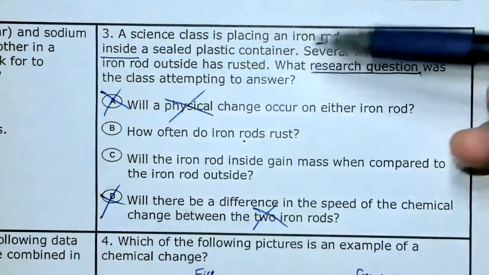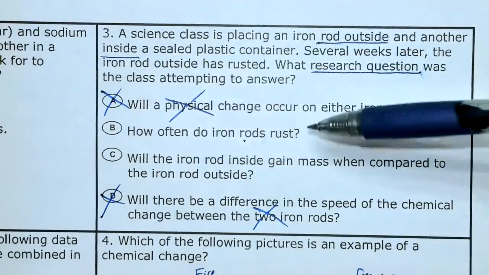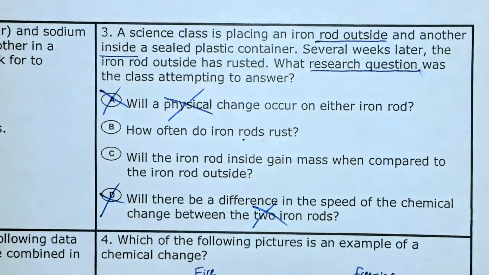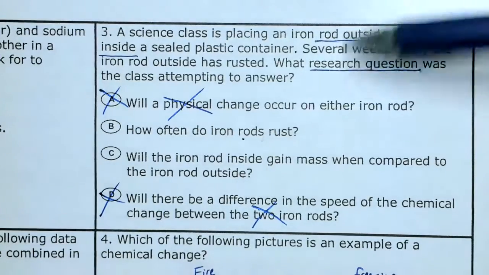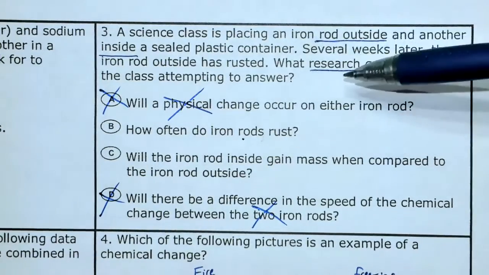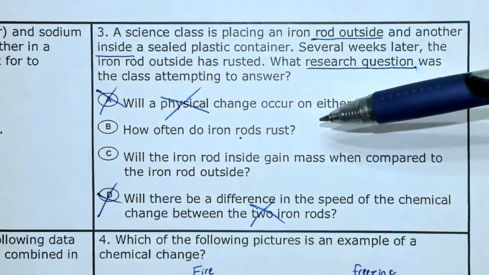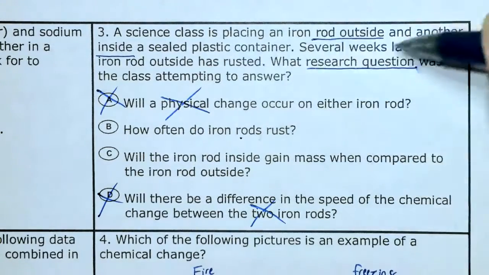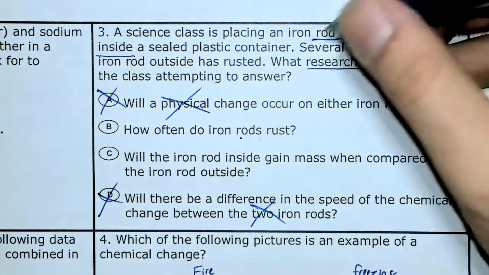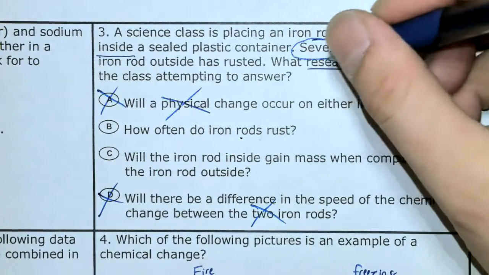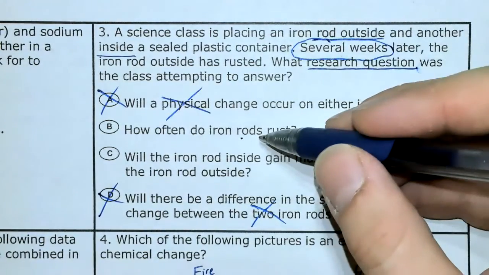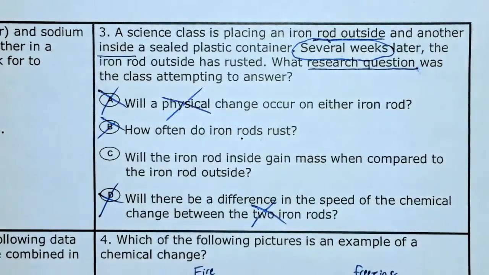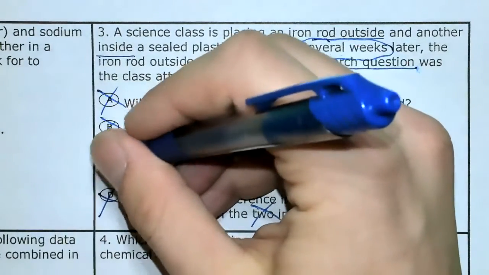Let's go through B and C again. How often do iron rods rust? Did they have a time frame in which they went and checked on the rods? They would have had to go out every day and really research and calculate how often that rod was rusting. So time really isn't a factor here. They even say several weeks later. That's not even an exact measurement. So when they say several weeks later, you can't think about time, okay? Because they're not even giving us a measurement for that. Our only answer choice is C.